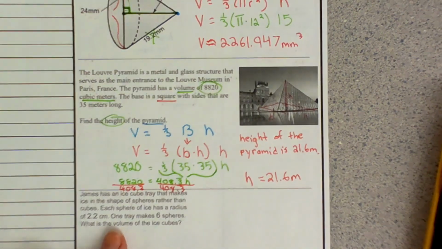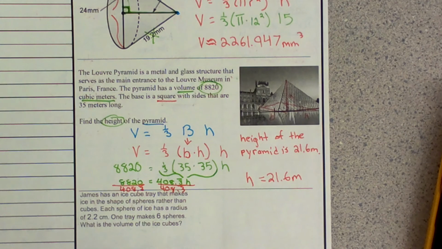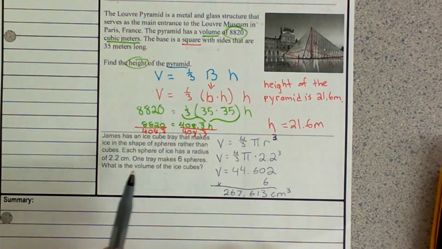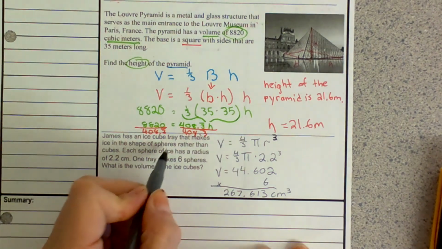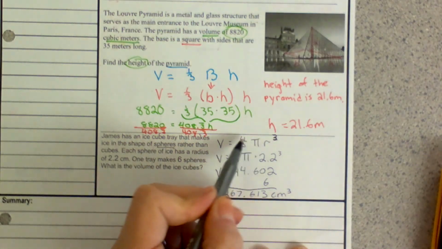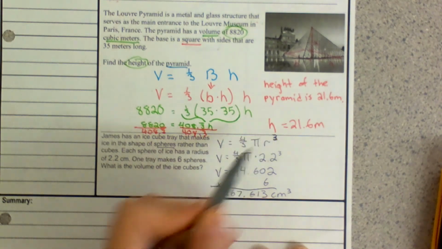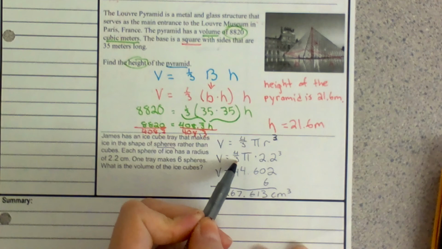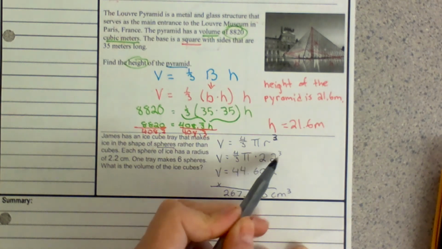Okay, I'm going to leave the last one for you to go ahead and do on your own. Okay, for this last one, it says that we have an ice cube tray that makes spheres, so we needed to find the volume formula for a sphere, 4/3 pi r cubed. And then I know that the radius is 2.2, so I have 4/3 times pi times 2.2 cubed.